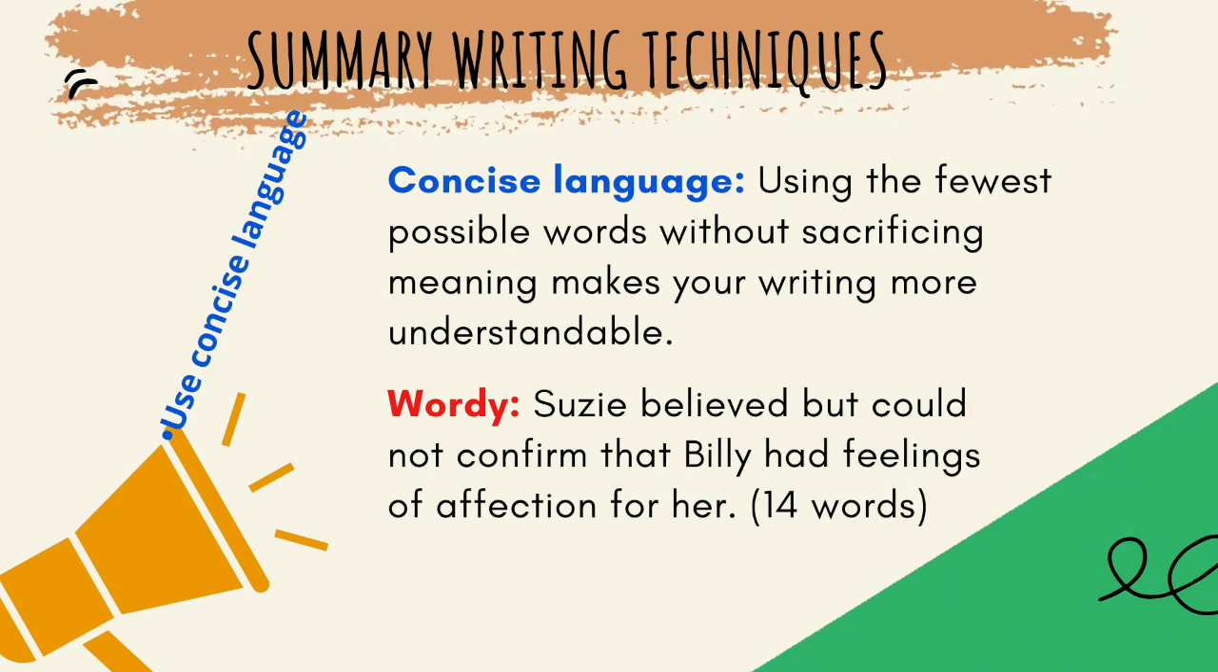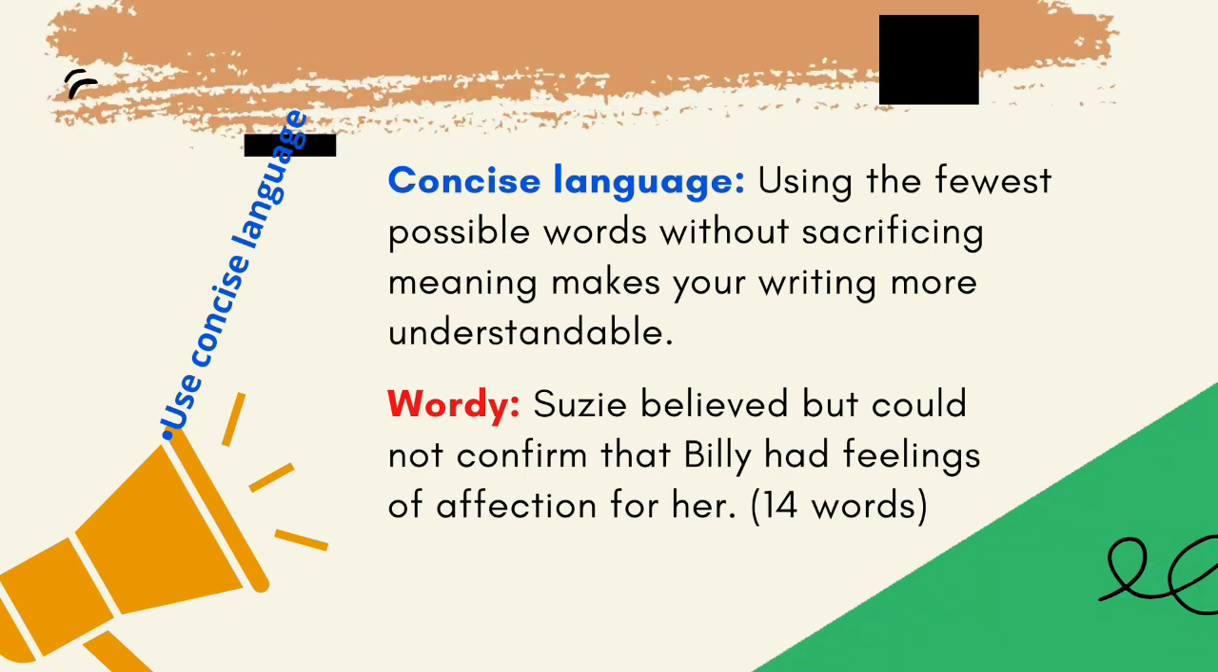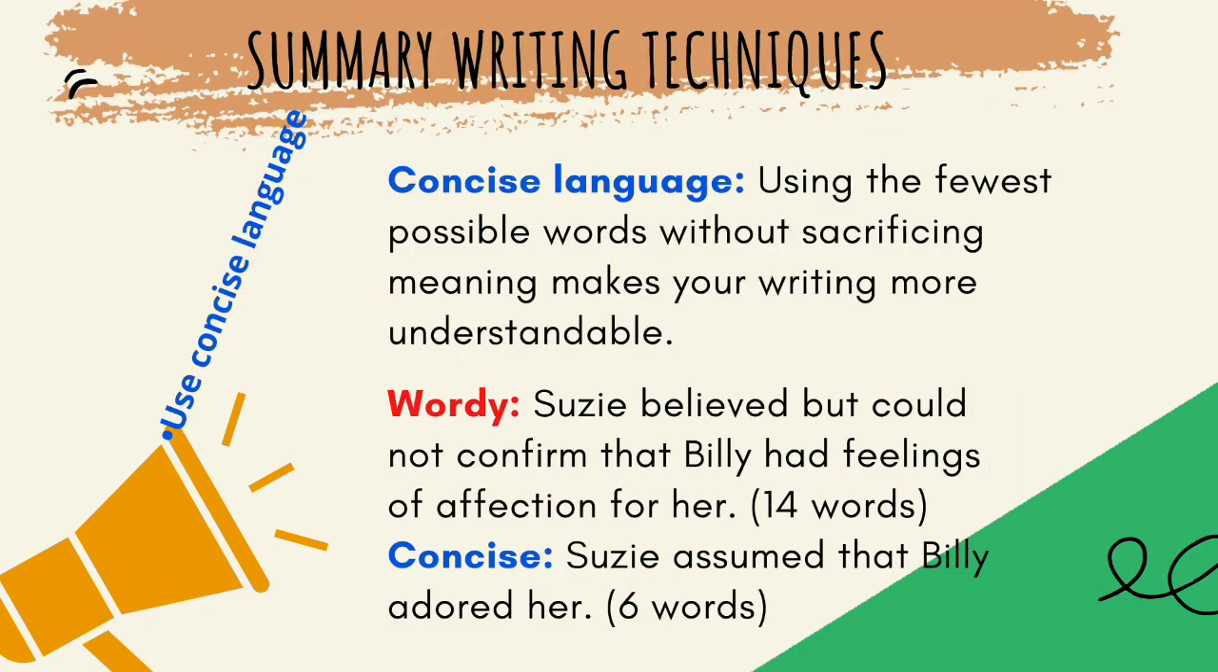An example of a wordy sentence is, Susie believed but could not confirm that Billy had feelings of affection for her. To make this sentence concise, we will remove all the fluff. Susie assumed that Billy adored her. 6 words. This sentence captures the essence of what the writer is trying to say in the first sentence.